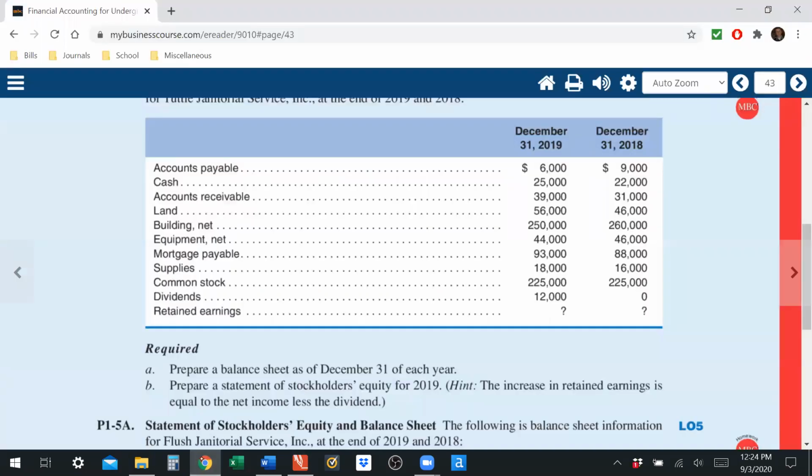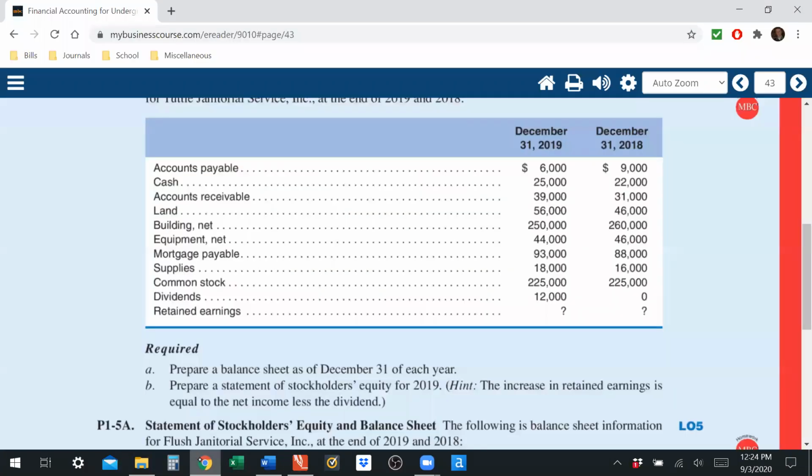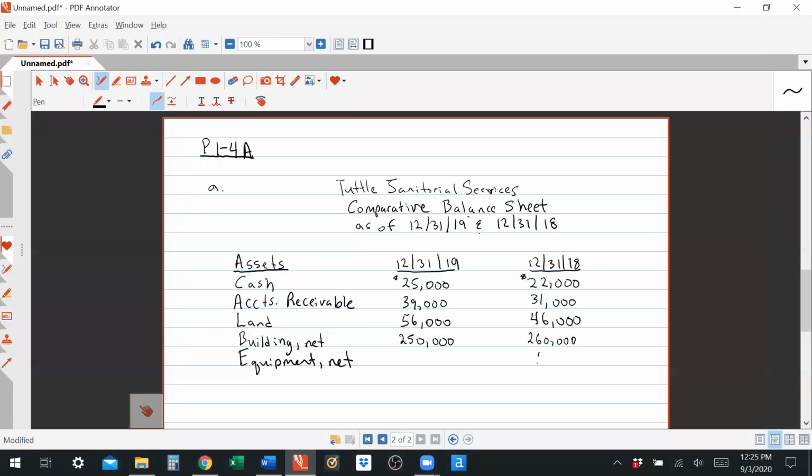So building went from 260 to 250. Equipment went from 46 to 44. Every year, building net of depreciation will go down, right? Because we're going to add more depreciation, the building value is going to drop. The book value of the building will go down. We'll talk about depreciation in later chapters. We'll get there.